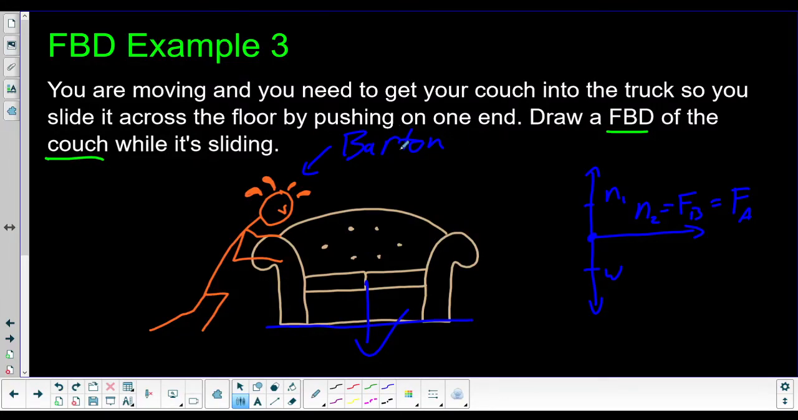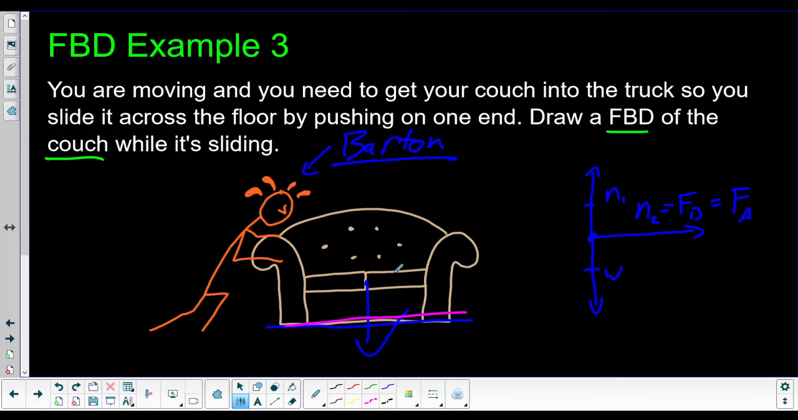All right. Now, why is it so hard for you to push couches? Like, why does this guy or girl, well, if it's Barton, it's probably me. Why am I struggling so hard to push a couch? Why are couches difficult to slide on floors? That means the couch is rubbing on this floor. The couch is trying to go that way.